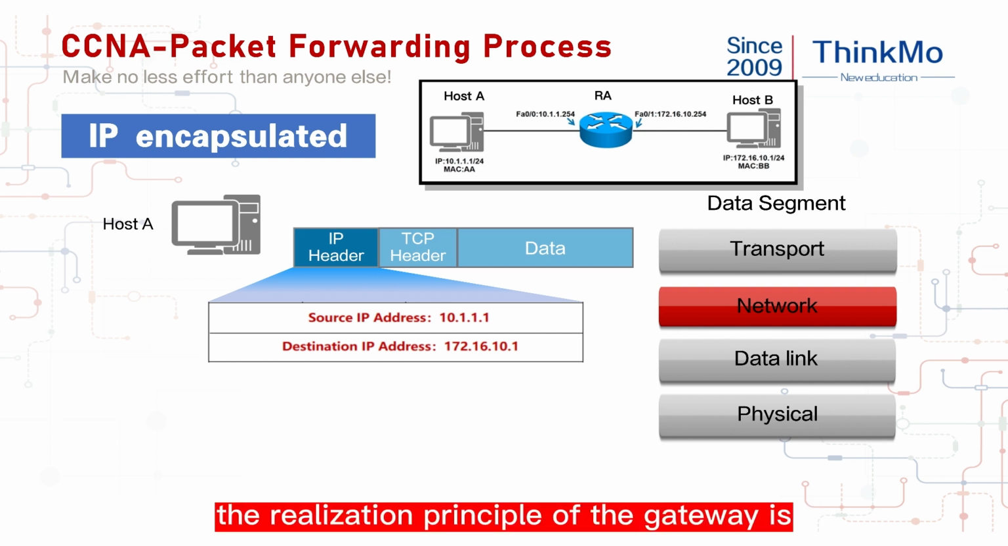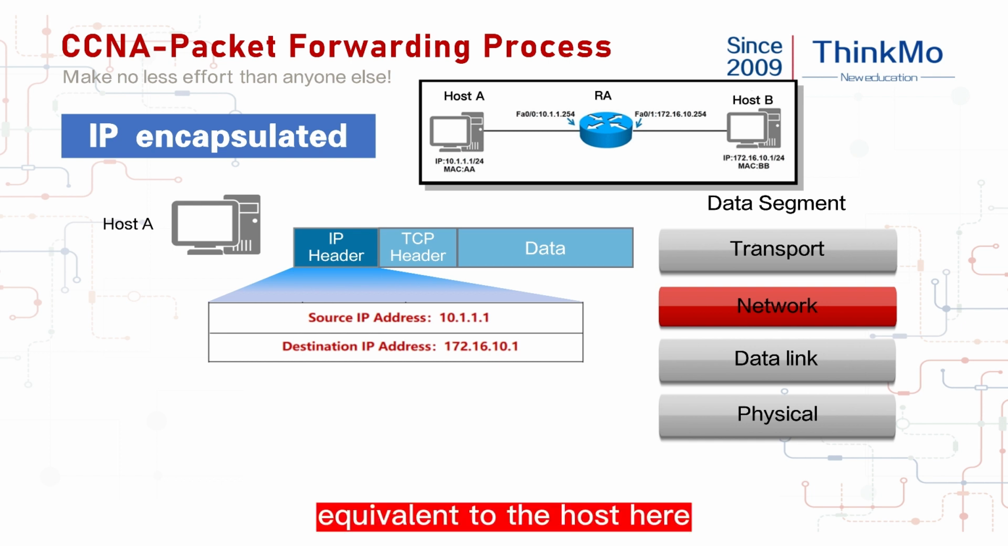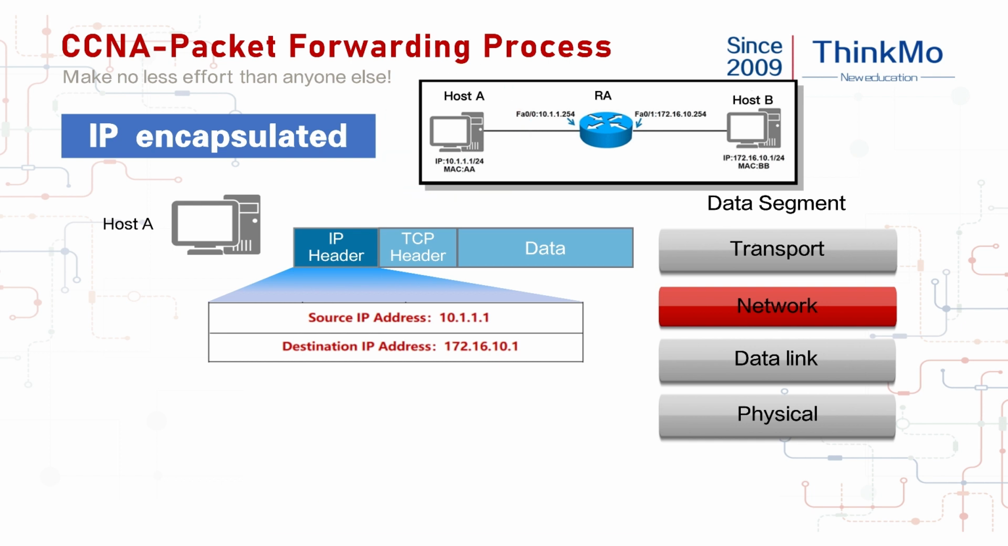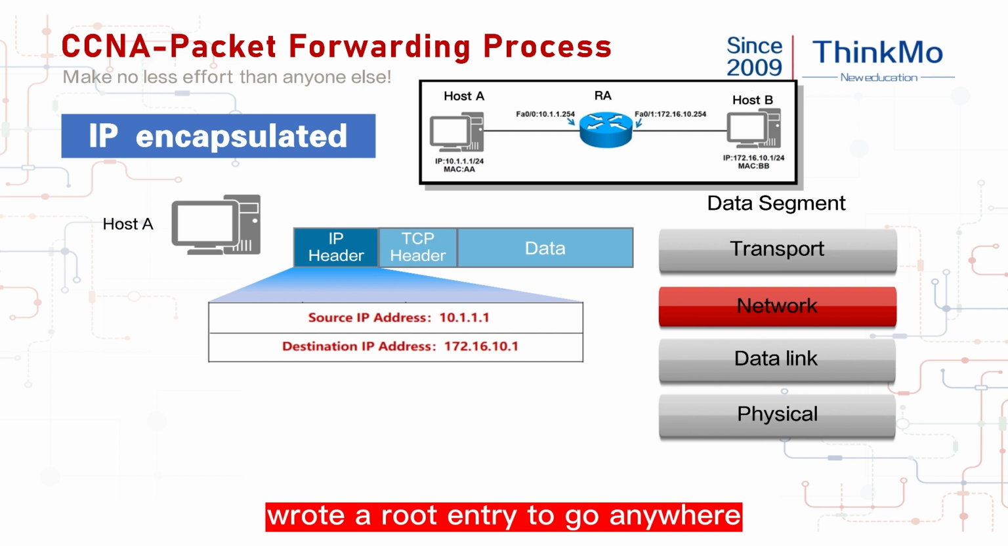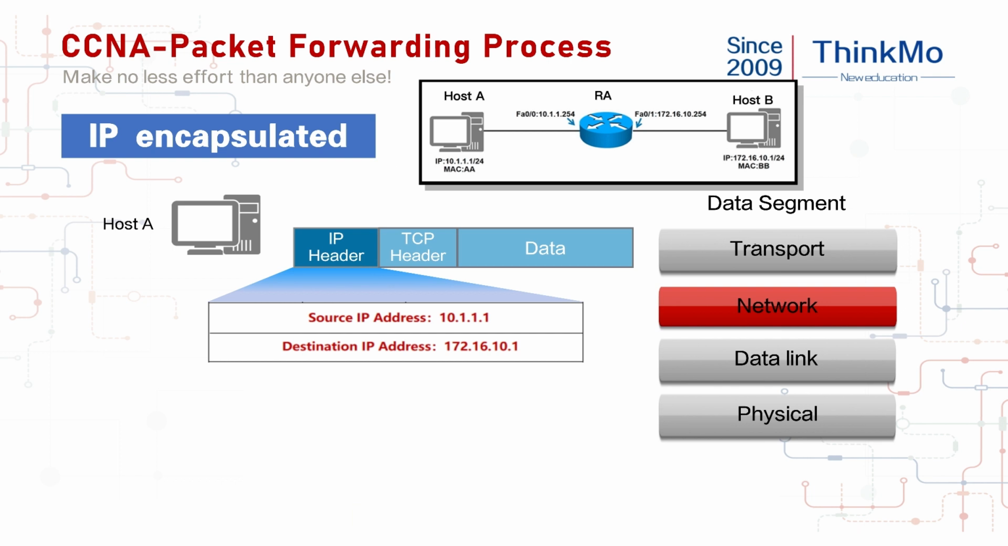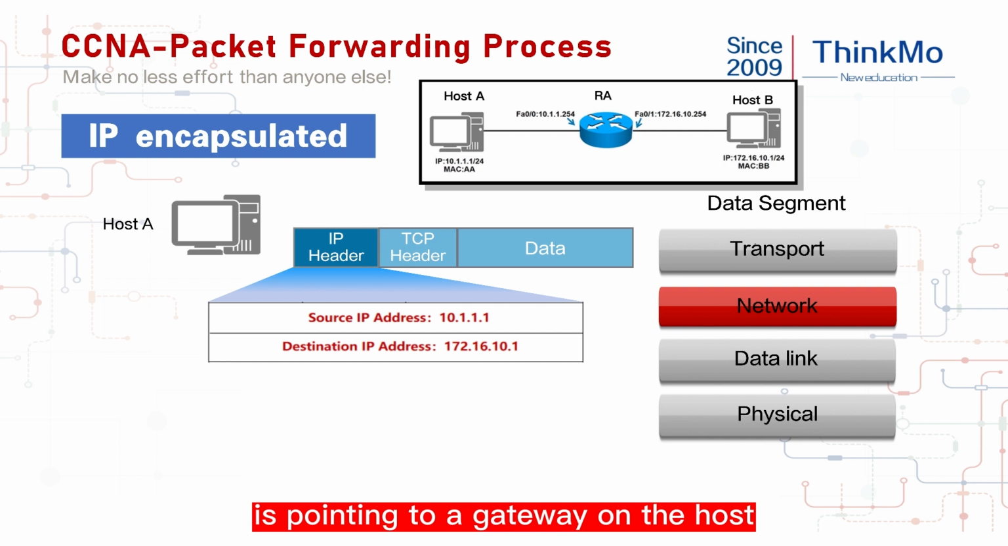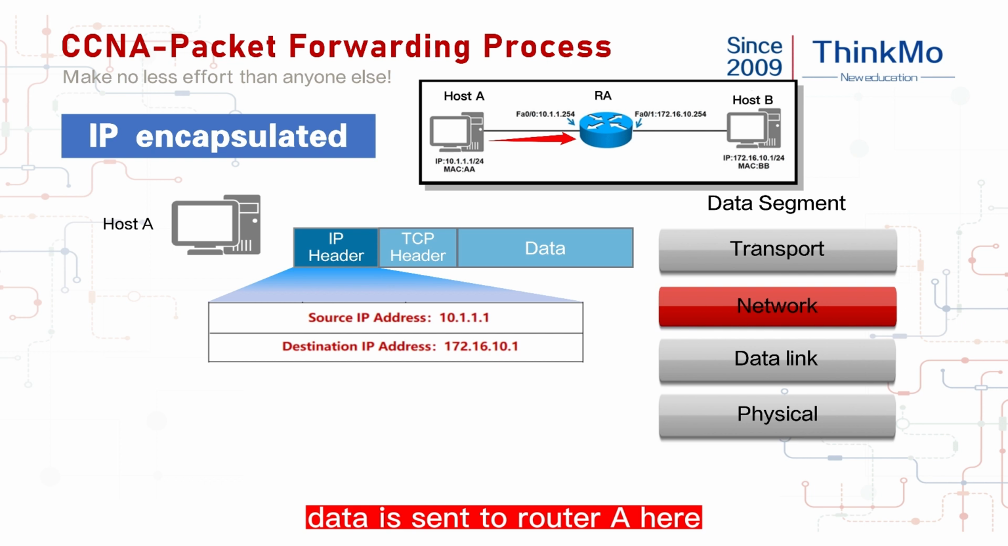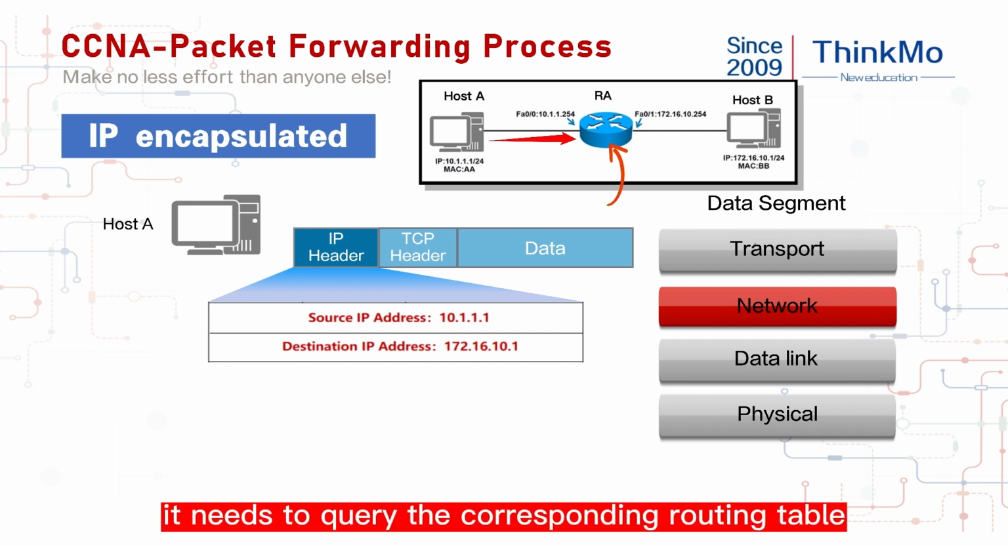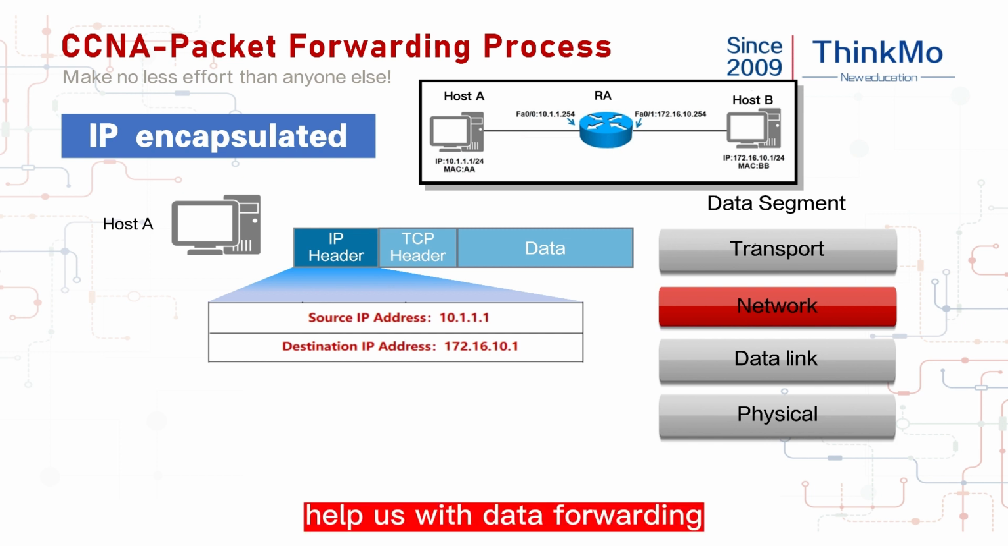The realization principle of the gateway is equivalent to the host here writing a route entry to go anywhere, pointing to the router. But for us, it is pointing to a gateway on the host. But in fact it involves the function of routing. Data is sent to router A here. It needs to query the corresponding routing table to help us with data forwarding. This process is called the routing process.